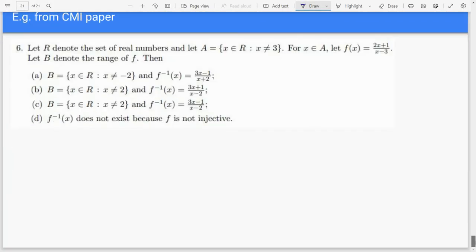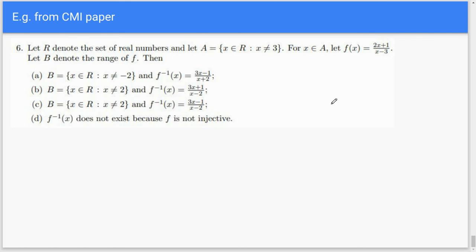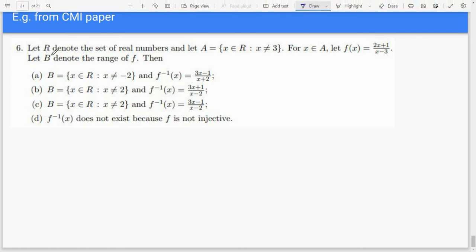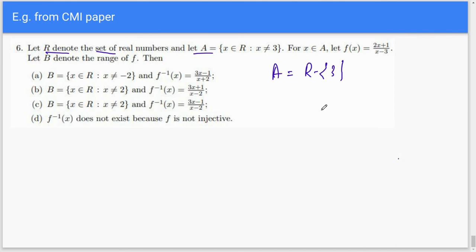Okay. So we also talked about this particular thing. Let's now discuss some more examples of equations. It is given from the paper also. Let R denote the set of real numbers, and let A be equal to x belonging to R, x not equal to 3. So A means all the elements of R excluding 3. So you have that particular A here. The A is all the elements of real numbers, obviously excluding 3.